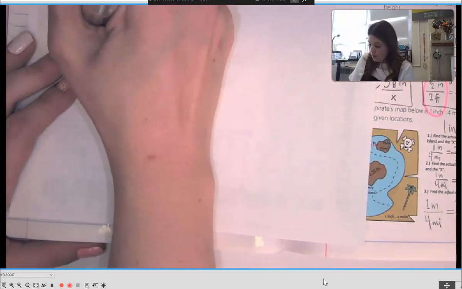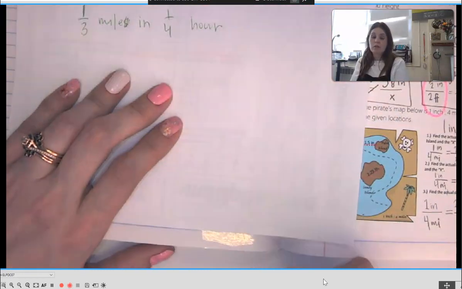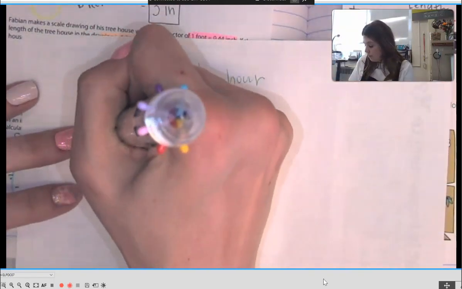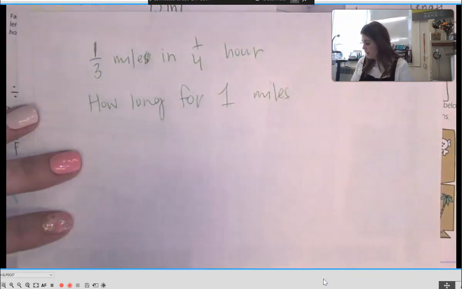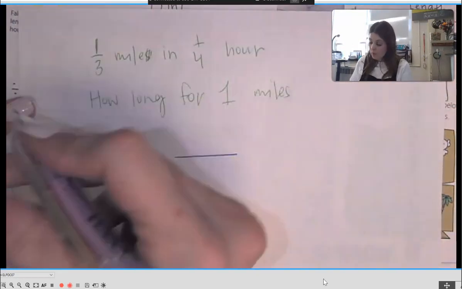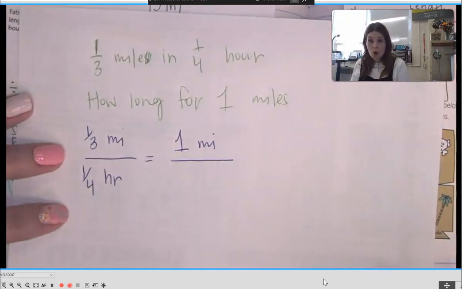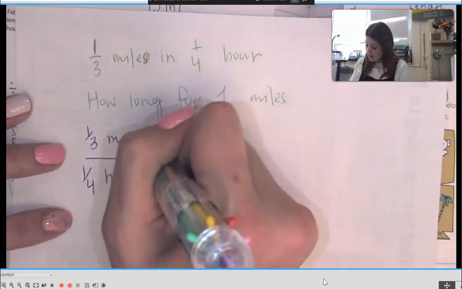So let's change it to I can walk 1/3 of a mile in 1/4 of an hour. They want to know how long for 1 mile. So this is what this would look like. Equal sign, 2 lines. And we would put 1/3 mile over 1/4 of an hour. They want to know how long it takes me to do 1 mile. So this is X. To solve this, I cross multiply 1/4 and 1 and divide by 1/3.